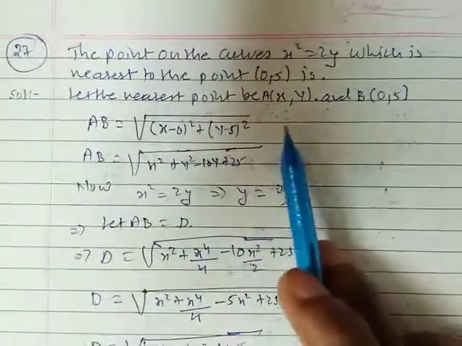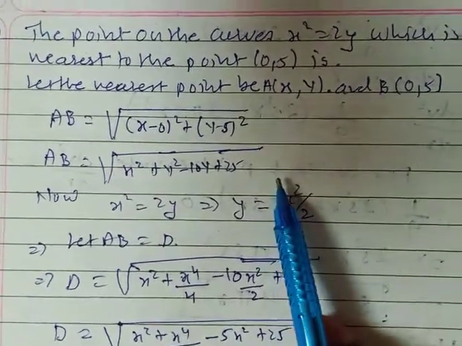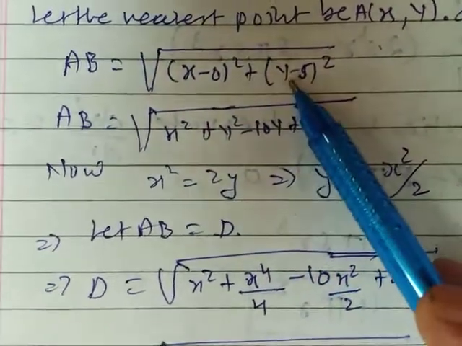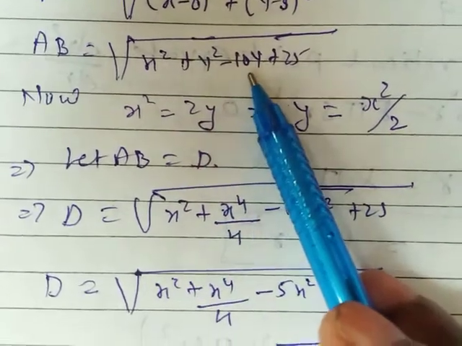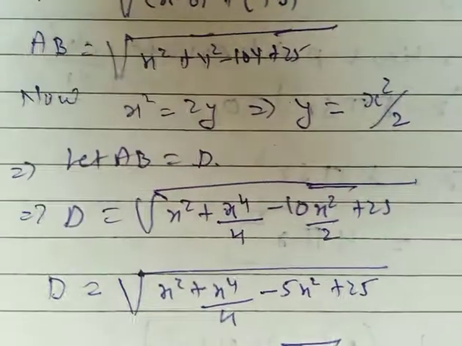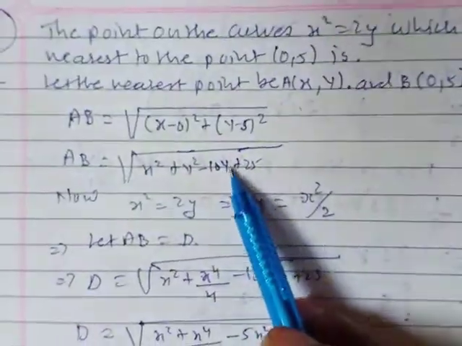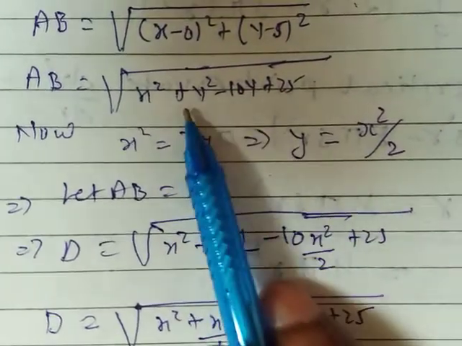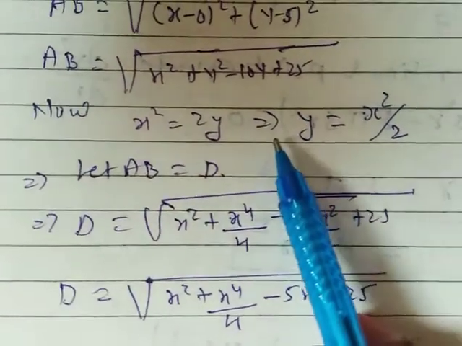So A is (x, y) and B is (0, 5). Applying the distance formula, AB is the root of (x minus 0) square plus (y minus 5) whole square. If you simplify it, you will get AB equal to root of x square plus y square minus 10y plus 25. But what is given here, we have to substitute now the value of y or x. It is not necessary, but you can substitute either x or y in this equation and then simplify it, so you'll get a value of it.